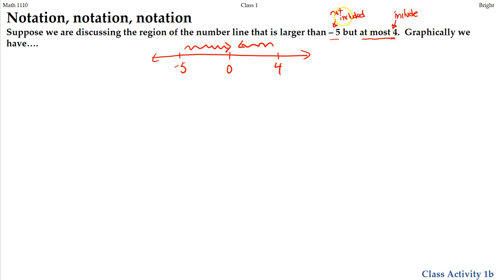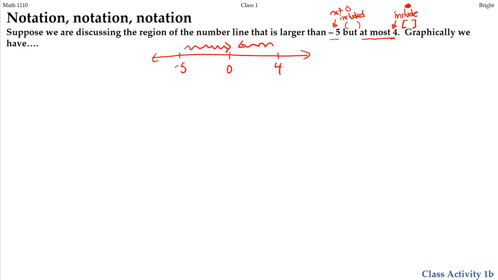Alright, so the way we represent not included is using a parentheses of some kind, and then again using that other type of notation you may have seen, we would use an open circle. Versus if we include something, that would be a square bracket of some kind, or using the other notation you may have seen, a closed dot. I'm going to use the bracket notation. If you want to use the dot notation, I understand that as well.